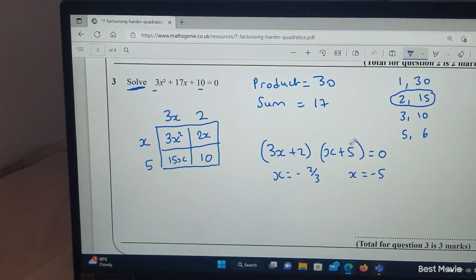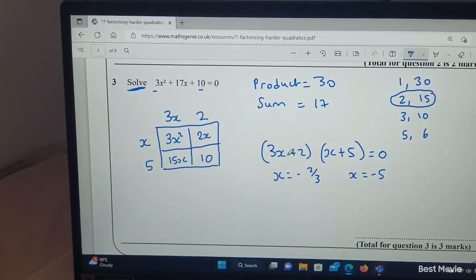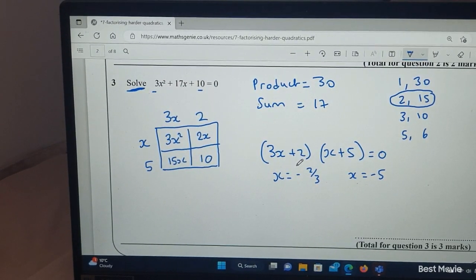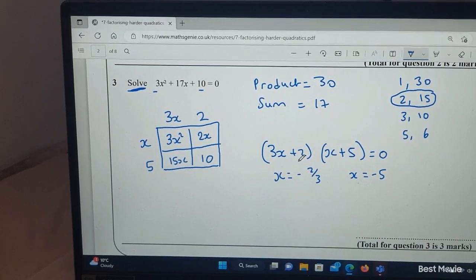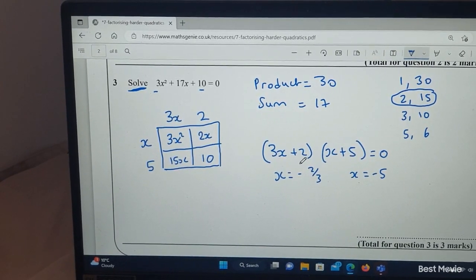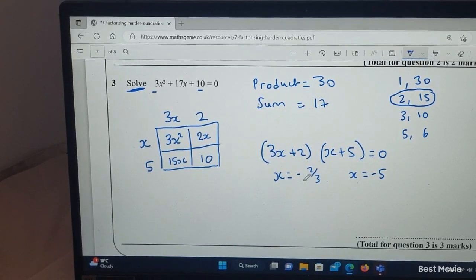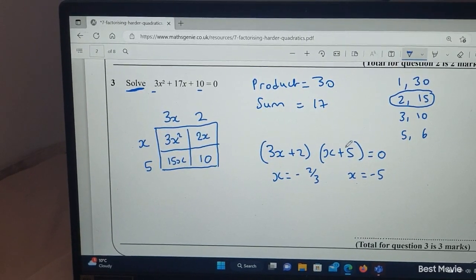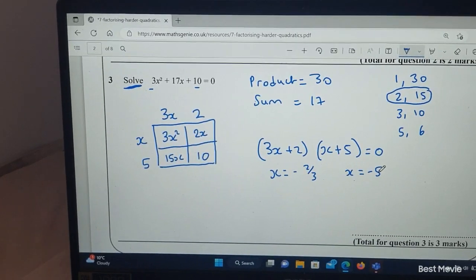Okay, so this one is easier to find the value for x. This one is a bit trickier because it's going into fractions and decimals, but it's easier to leave it as a fraction. So for this to be 0, x is minus 2/3, and for this to be 0, x must be minus 5.